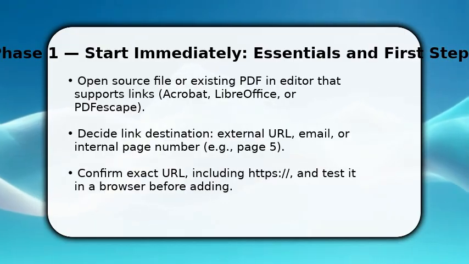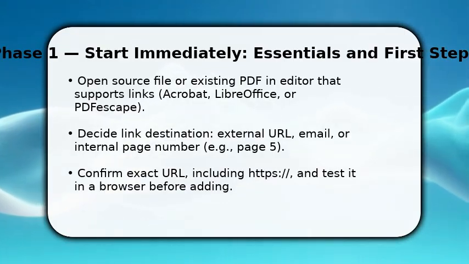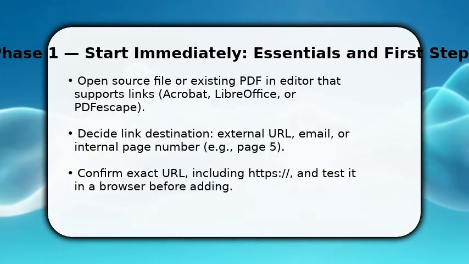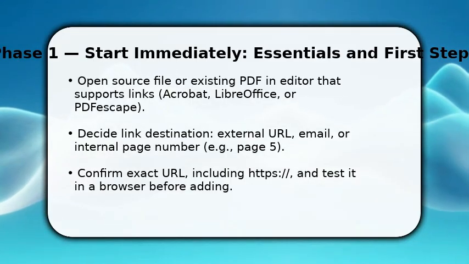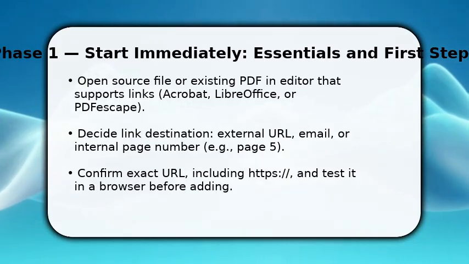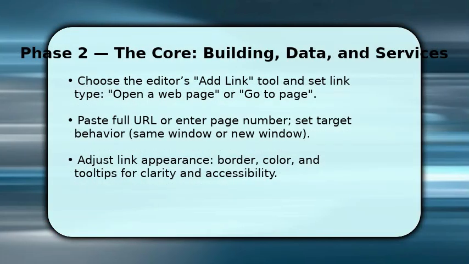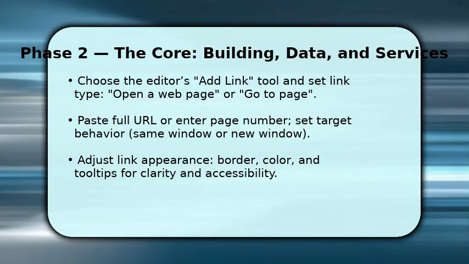Make sure you copied the full destination, including the protocol like HTTPS://, because missing that causes errors. Now create a text selection or draw a rectangle over the image as the first actionable step. Next, choose the Add Link tool in your editor and pick the type that matches your goal. You want Open a Web Page for external URLs or Go to Page for internal jumps.